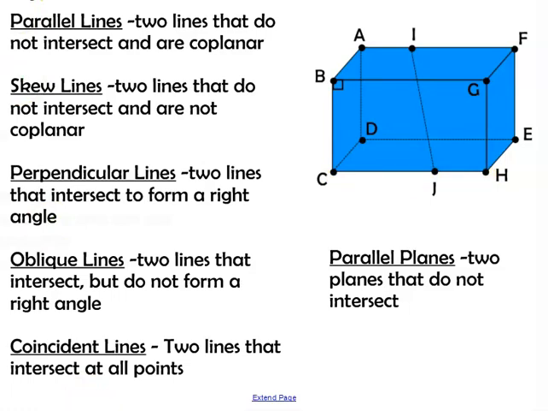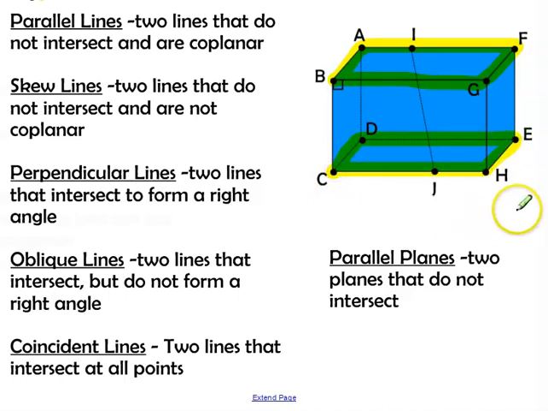Now, parallel planes are two planes that do not intersect. So when we want to talk about those planes, in this diagram specifically, think about it like a room. The ceiling and the floor, if it's architecturally sound, should never intersect each other. If they extend forever, they're never going to find a point where they meet. So those are called parallel planes.